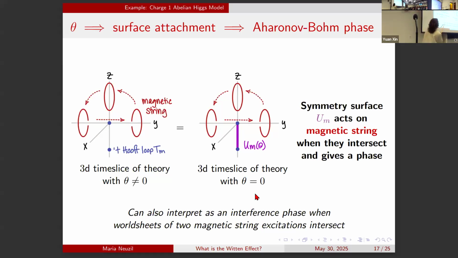And this is the comment that I was alluding to, which is that you can also interpret this as an interference phase when the world sheets of two magnetic string excitations intersect. That's precisely because this tilt loop itself generates magnetic string excitation. So it just depends on if you're considering the operators versus the excitations, and then you just have to take into account the appropriate dimensions.